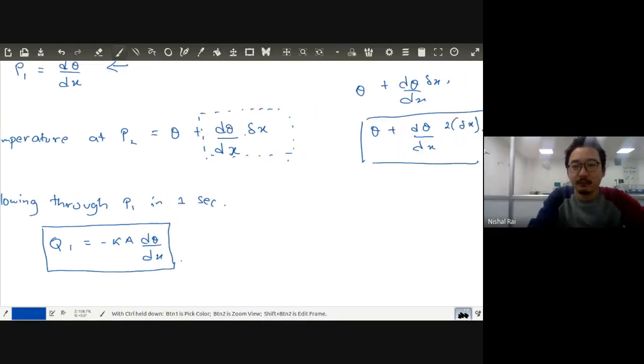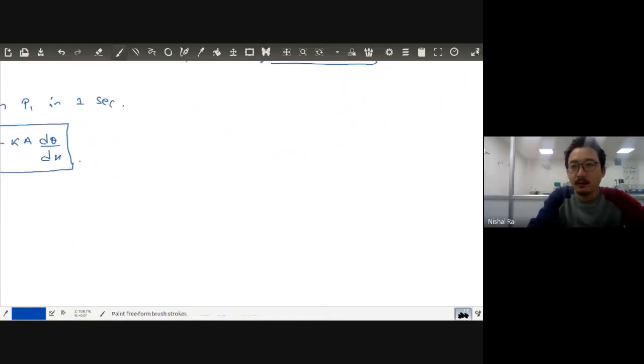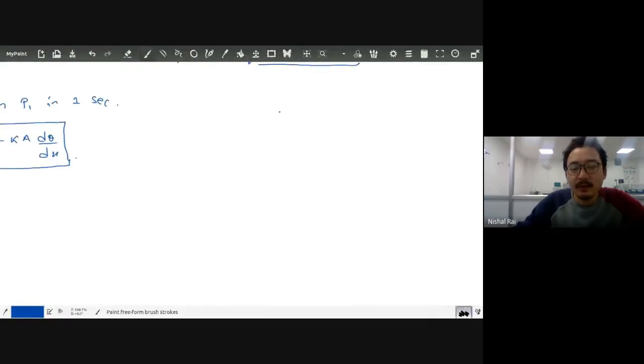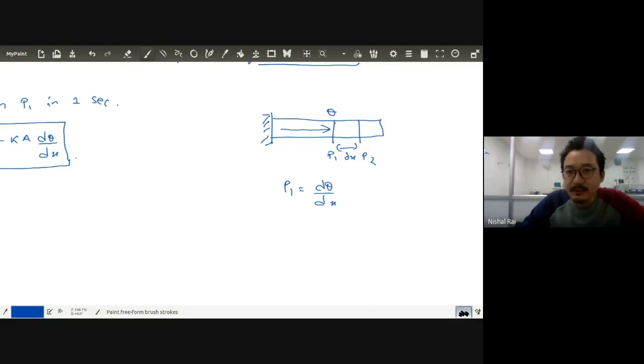So actually, rectilinear flow of heat is basically how the heat flows through a bar or a linear medium, how the heat flows from one end to the other. Basically, we have considered two planes, P1 and P2. The temperature over here was theta. Let's consider this small distance between the two planes as delta x. So if the temperature gradient at P1 is d theta by dx, this is how the temperature changes from this region to this region at P1.